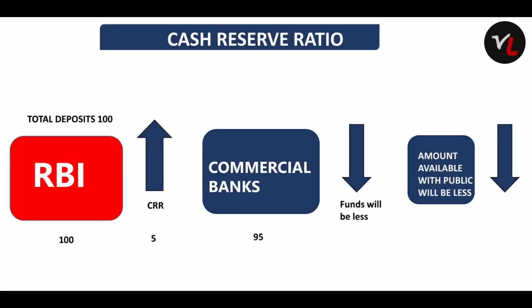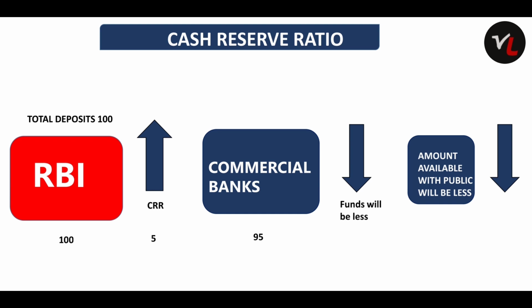Now let us check with an example how this CRR can be varied so that the money supply in the economy can be varied accordingly. Let's take the example that commercial banks have 100 rupees deposit. Here the Reserve Bank of India increases the cash reserve ratio to 5%. Now commercial banks have to keep 5 rupees out of 100 with the RBI and they have only 95 rupees left to lend to the people or to inject in the economy.